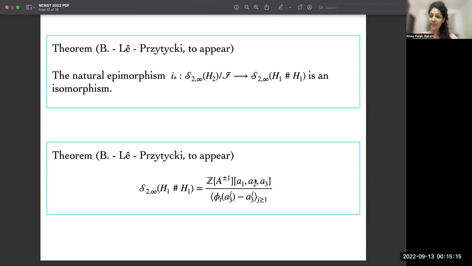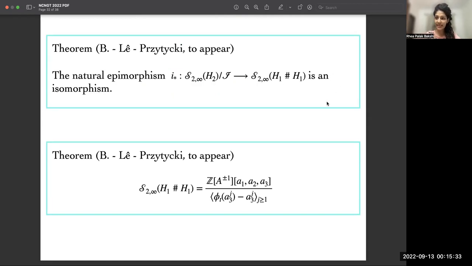However, the counterexample was only when n plus m is greater than or equal to 3, meaning when both of our handle bodies are not solid tori, right? We had conjectured earlier that the natural epimorphism due to the embedding of H2 into H1 connected sum H1 is an isomorphism.